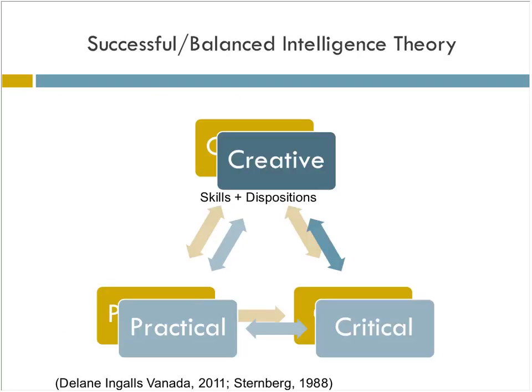Supporting these ideas is Sternberg's initial work on successful intelligence. I don't know if you've heard of Sternberg's work, probably one of the most widely published researchers in education and educational theory. He talks about how students need to have this balance of creative, practical, and critical skills. But what we also know is that skills aren't enough. Students need the ready, willing, and ableness, the dispositions to be creative, to be practical, to be critical thinkers.